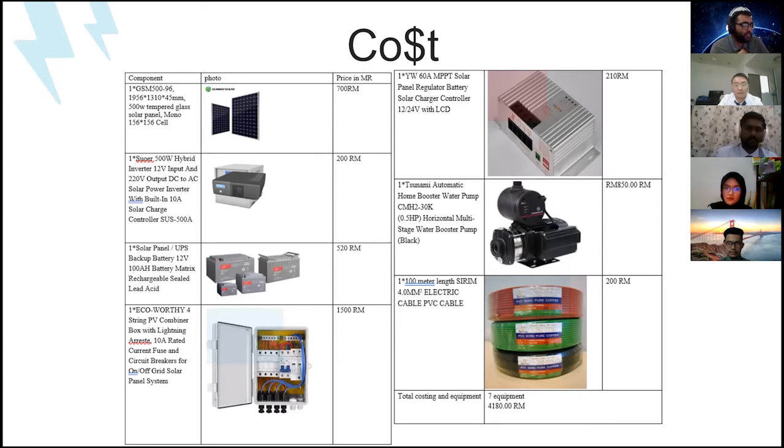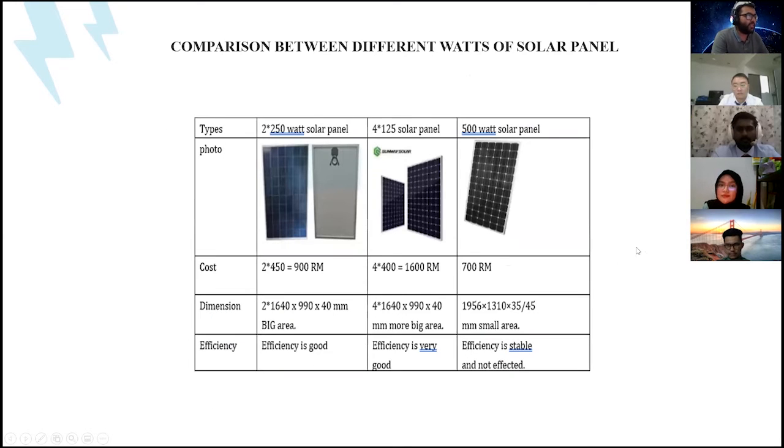Second, after that, the 100 meter length, 4 mm square electric cable, PVC cable. This kind of cable we are going to use. It has a maximum current of 10 ampere. We are going to use it in the whole system, as the maximum current that we are going to have in the whole system is 10 ampere. So as we said before, we have 7 equipment, and the total cost will be 4,180 ringgit.